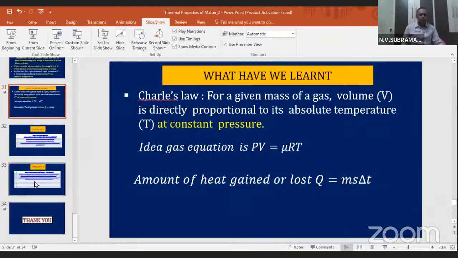These are the last two questions for your answering. We have learned about Charles' law. We have learned about Boyle's law. Please go through the session.